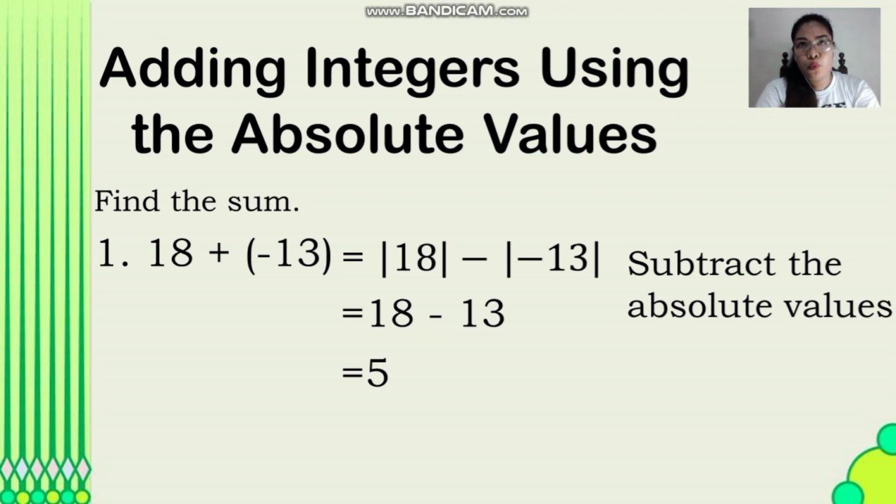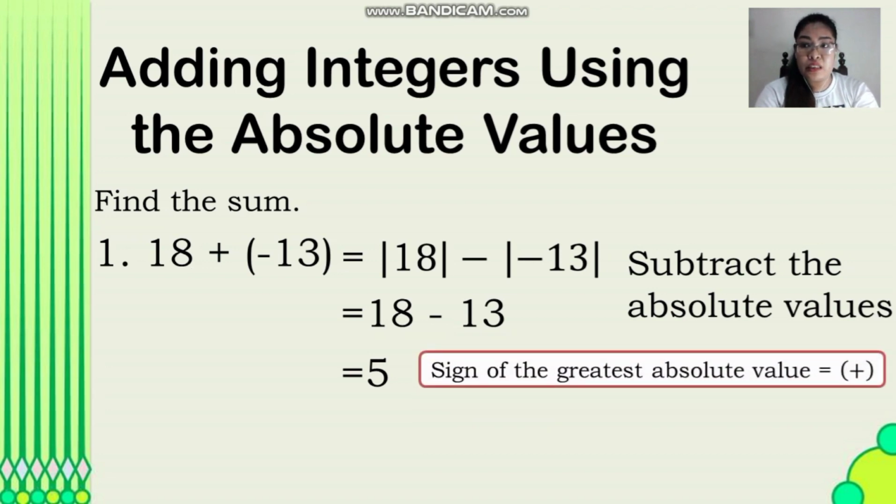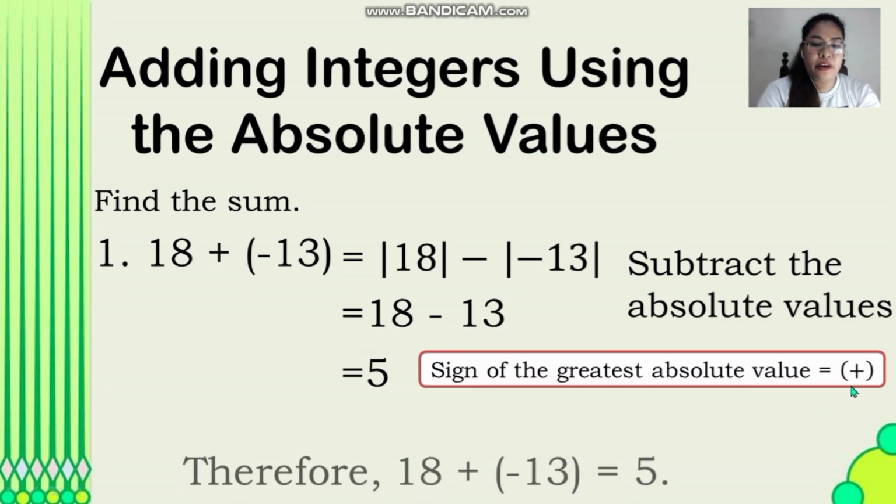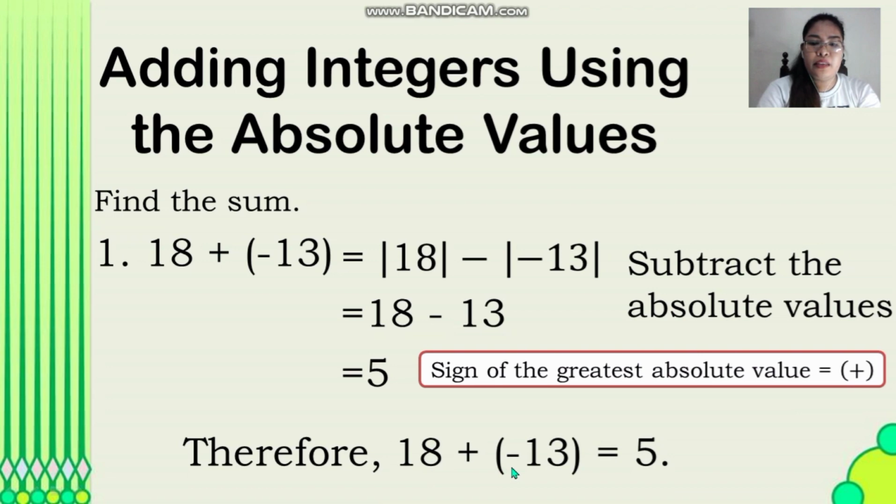Okay, next. What is the sign of the number with greater absolute value? Let me repeat, what is the sign of the number with greater absolute value? Now, I want you to look at 18. What's the sign of 18? It is positive. So, we are going to follow the positive sign. Therefore, 18 plus negative 13 is equal to positive 5. Ayan po, positive 5. Sinundan po natin yung sign ng greatest absolute value.